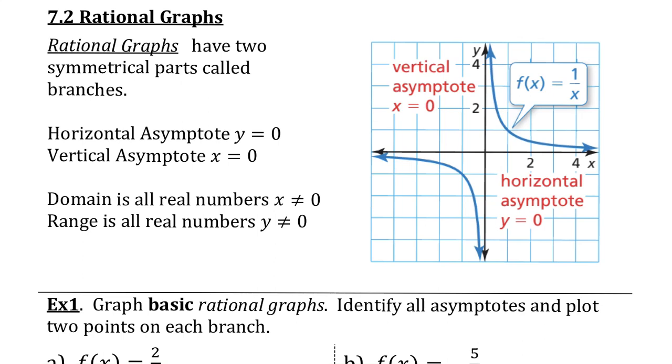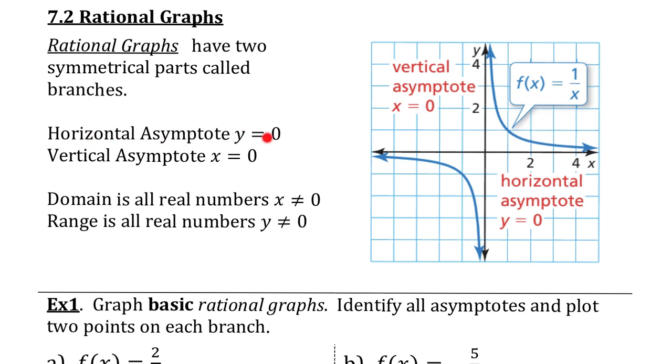Okay, so for 7.2 day one, we're going to look at rational graphs. And it's fun to look at these on Desmos. So if you haven't, try to graph some of these on Desmos just to see what they look like. These are called rational graphs. We're thinking fractions here. They have two symmetrical parts called branches. This is one branch, this is the other.